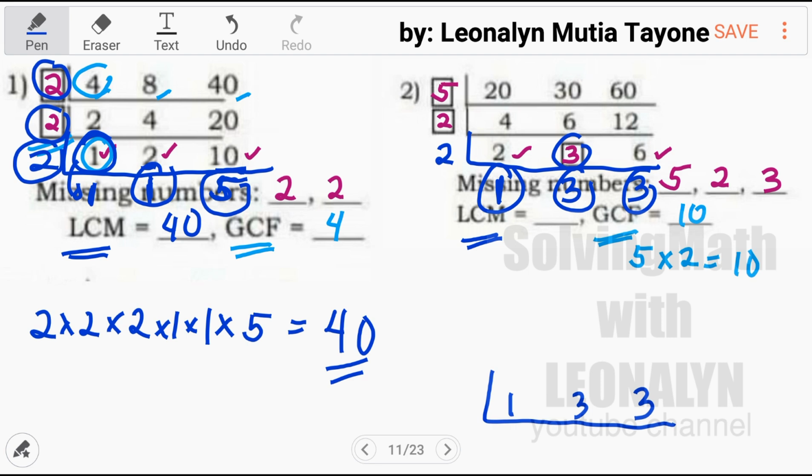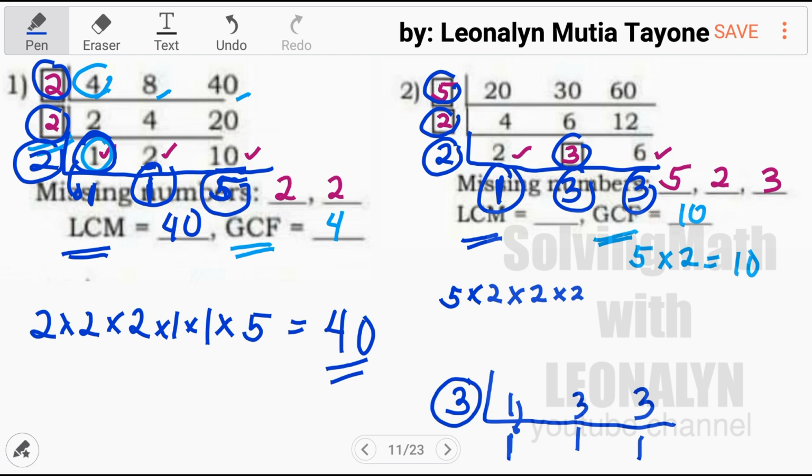Pwede pa natin yang i-divide by dividing 3. Itong si 1, kopyahin lang sa baba. 3 divided by 3, and that is 1. 3 divided by 3, isa pang 1. So ngayon, pwede na natin hanapin si least common multiple. I-multiply lang natin si 5 times 2 times 2. Sulat muna natin 5 times 2 times 2 times yung 3 na dinugtong natin at yung tatlong 1.